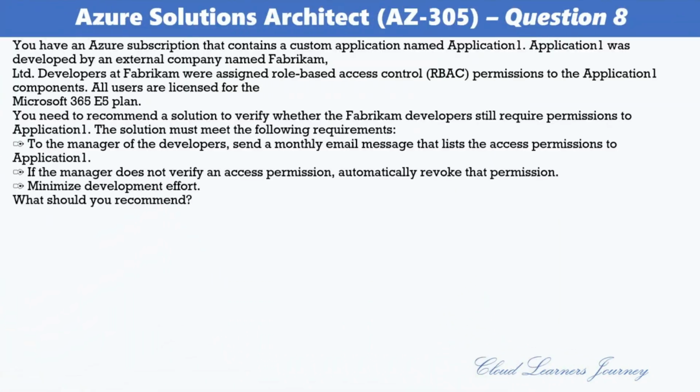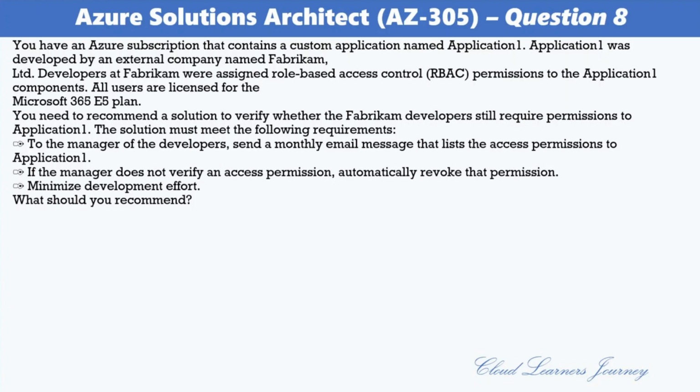Next, question number 8. You have an Azure subscription that contains a custom application named Application 1. The application was deployed by an external company named Fabricam Limited. Developers at Fabricam were assigned role-based access control permissions to the Application 1 components. All users are licensed for the Microsoft 365 E5 plan. You need to recommend a solution to verify whether the Fabricam developers still require permissions to Application 1.